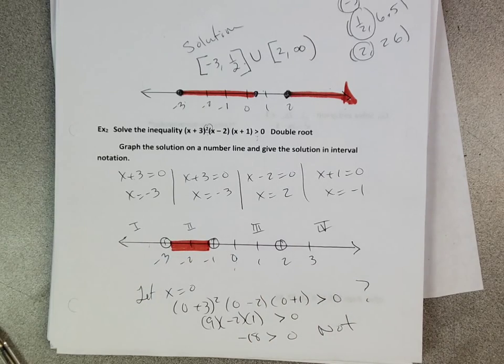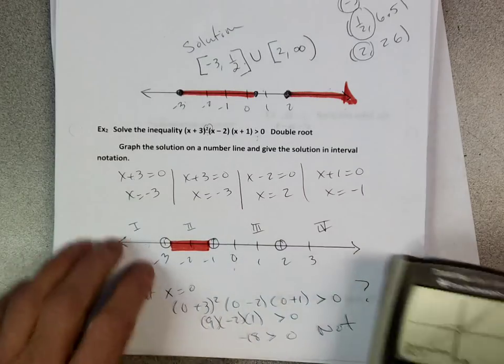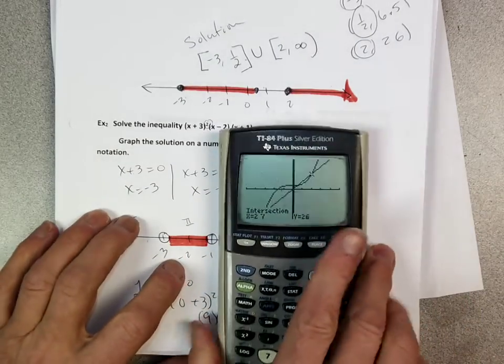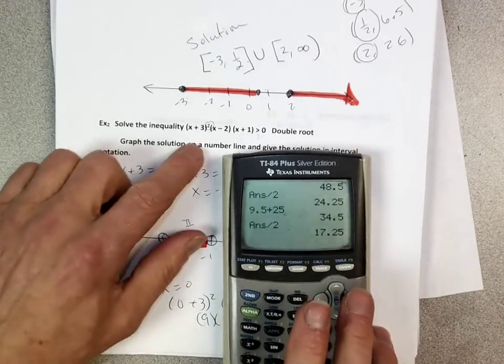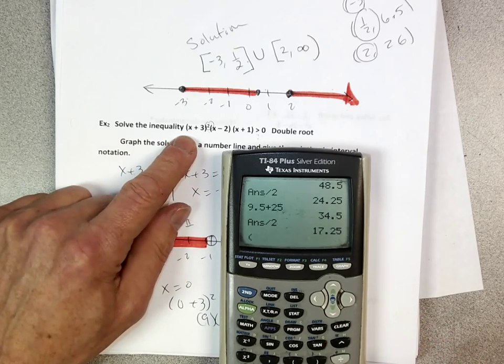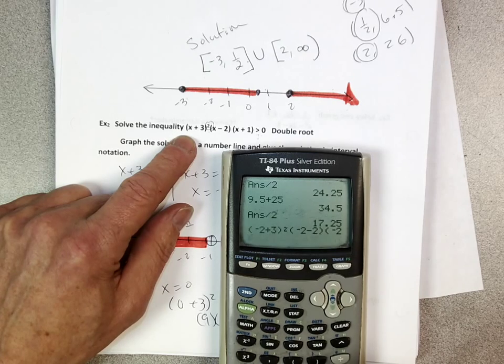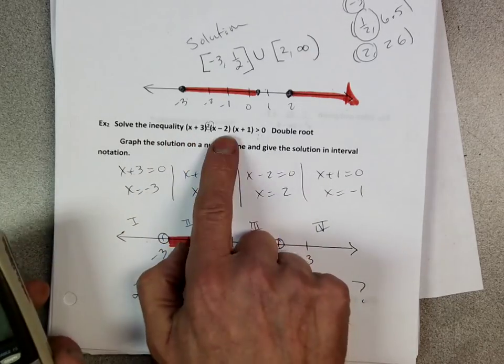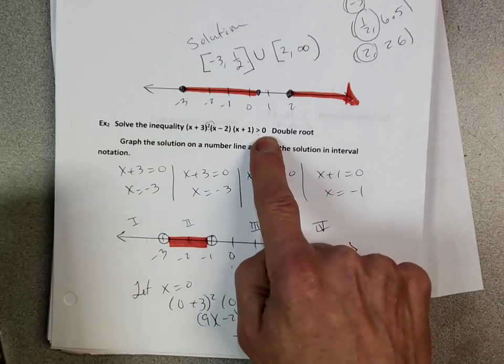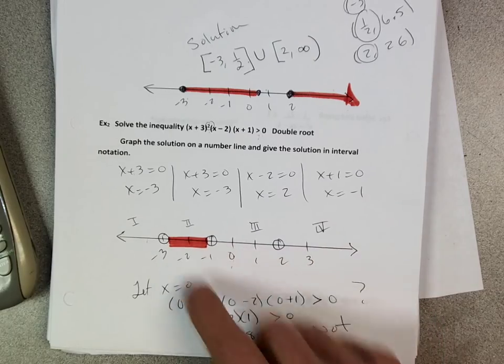All right, I'll test it real quick and I'll show you that if I use -2, let's see. If I plug in -2, I'll go -2 plus 3 squared times -2 minus 2 times -2 plus 1, I get an answer of 4. 4 is definitely greater than 0, okay? So that means I do want to shade this region, all right?